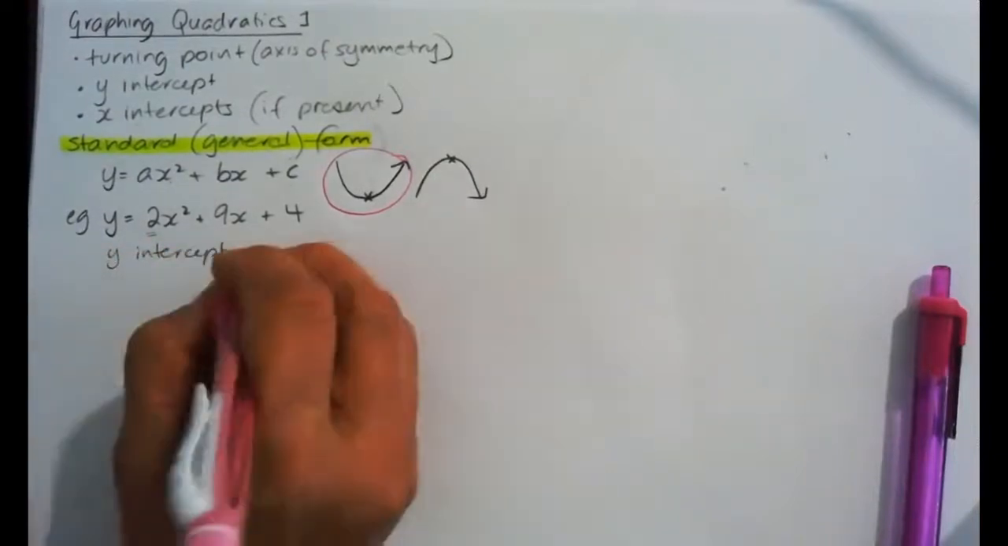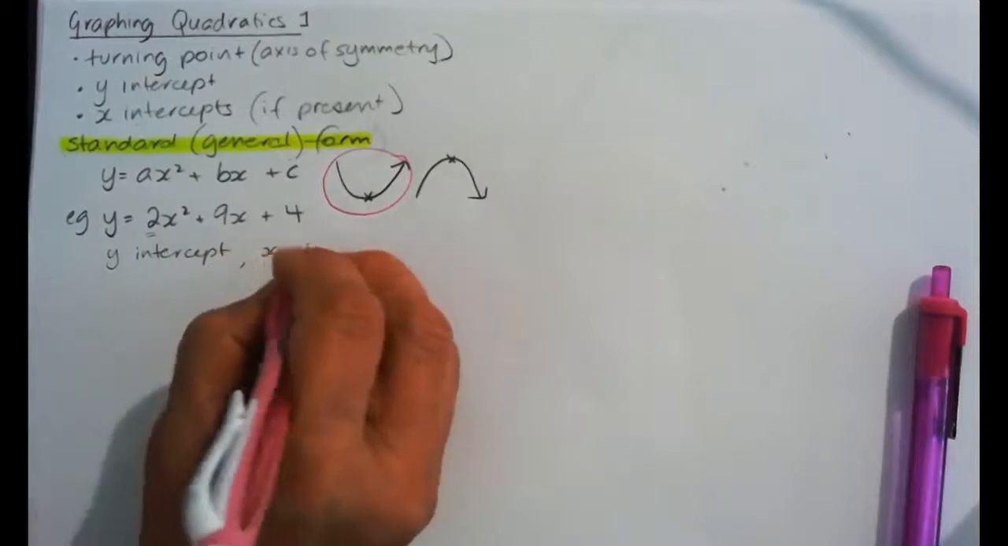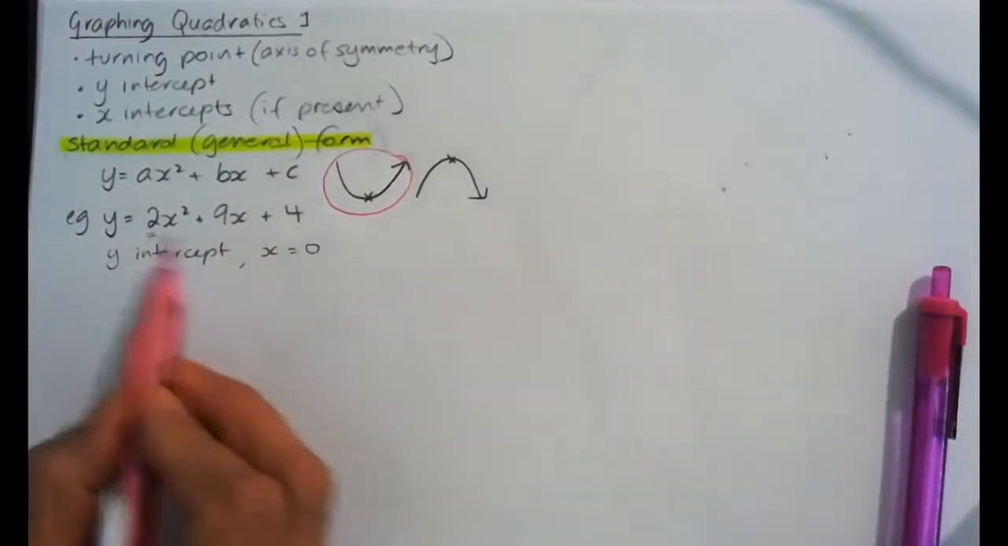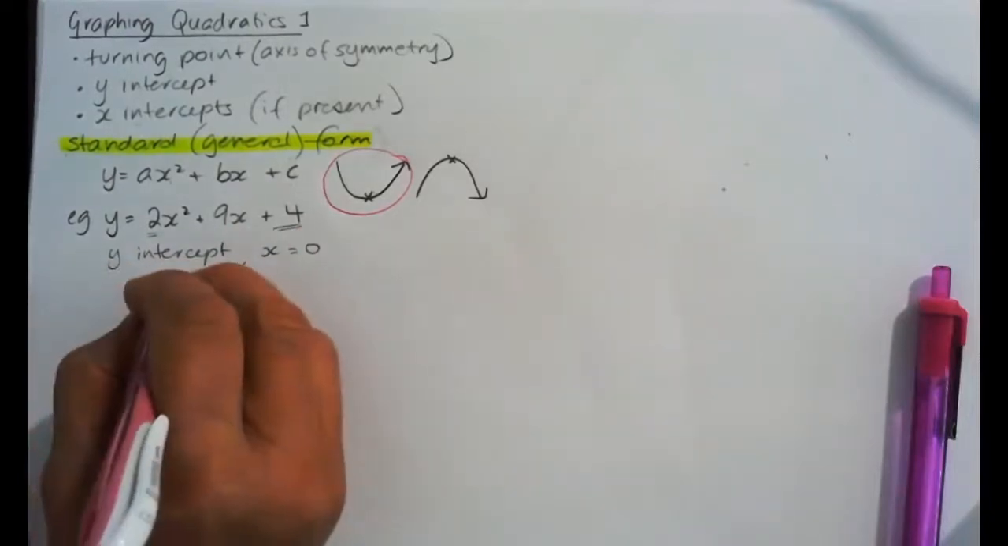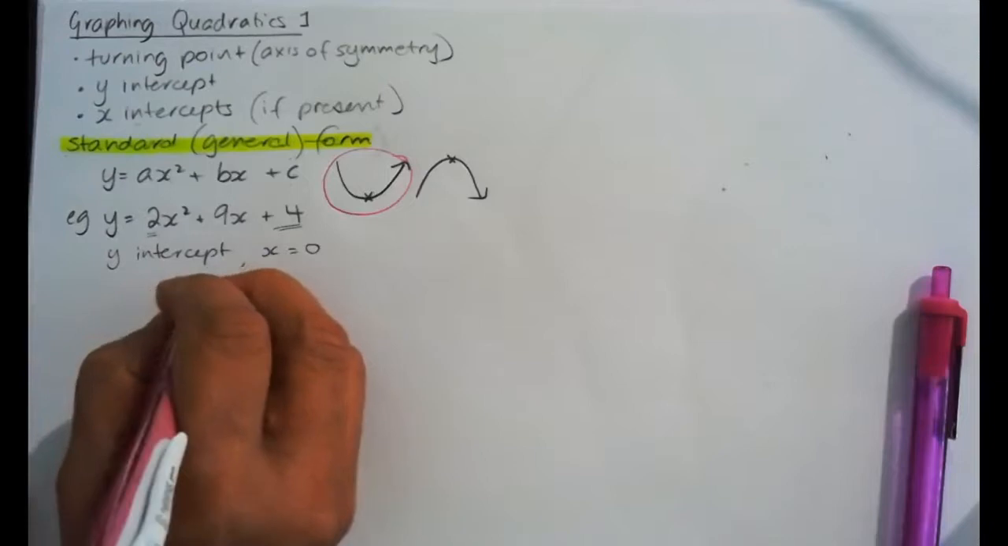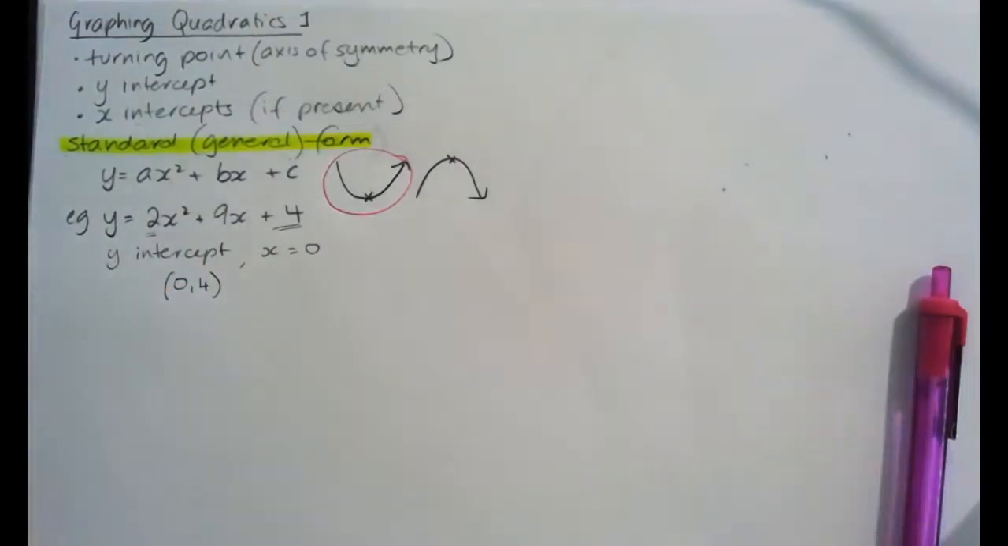Now the easiest point to find, first of all, is the y-intercept. Now remember, the y-intercept occurs when x equals 0. So all you do is substitute x in as 0 and you're just going to be left with the constant, which is 4. So our y-intercept in this case is going to occur at the point (0, 4).